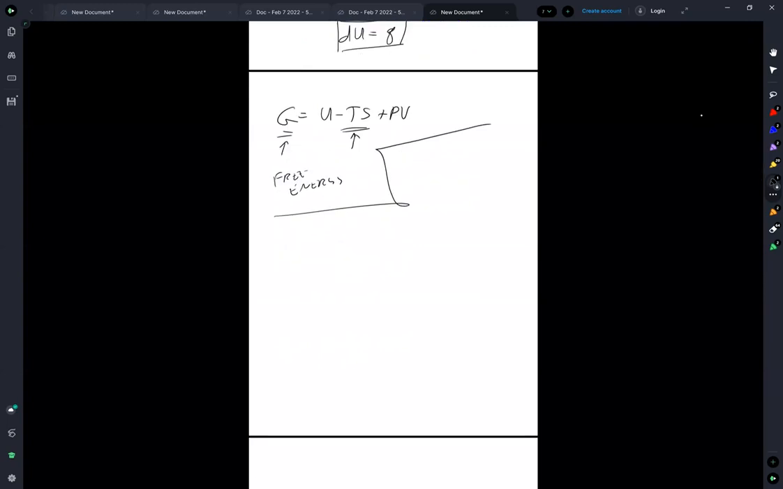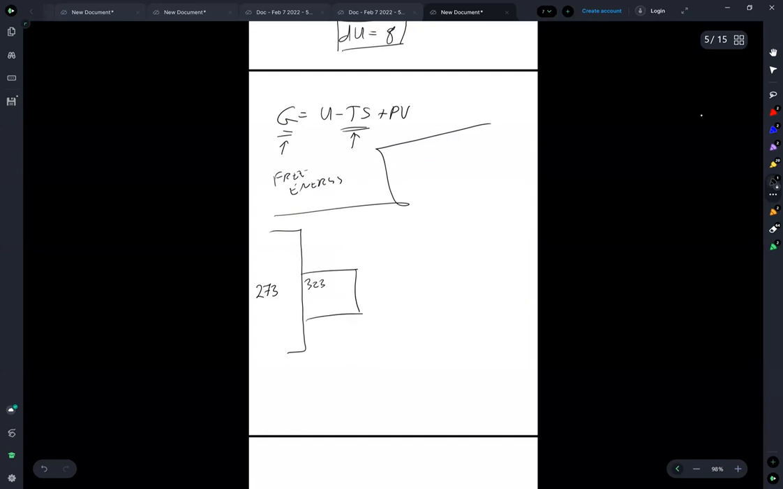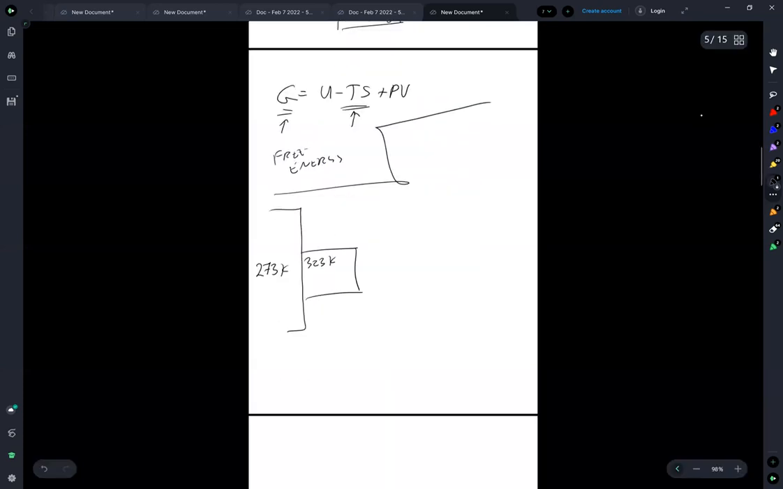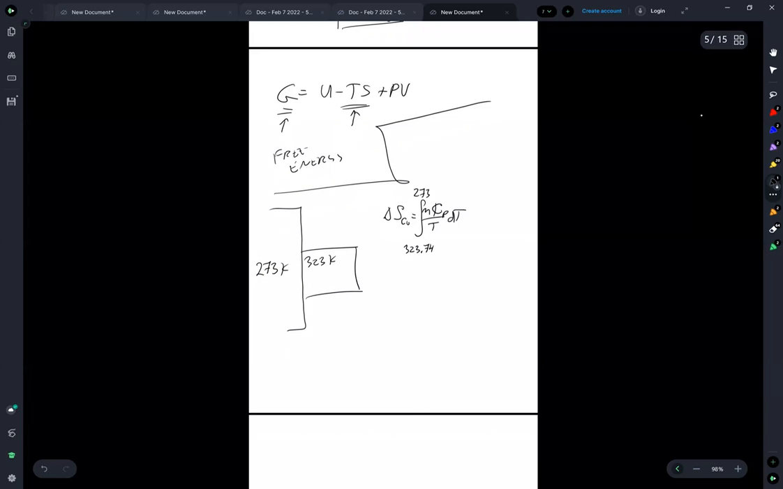If we say the entropy for, well, this is the cooling side. So this is the 273, and this is our block of copper at 323. Then the change of entropy in the copper is the integral from 323.74 to 273 of Cp n over T dT, which is equal to minus 4.18 joule per Kelvin.